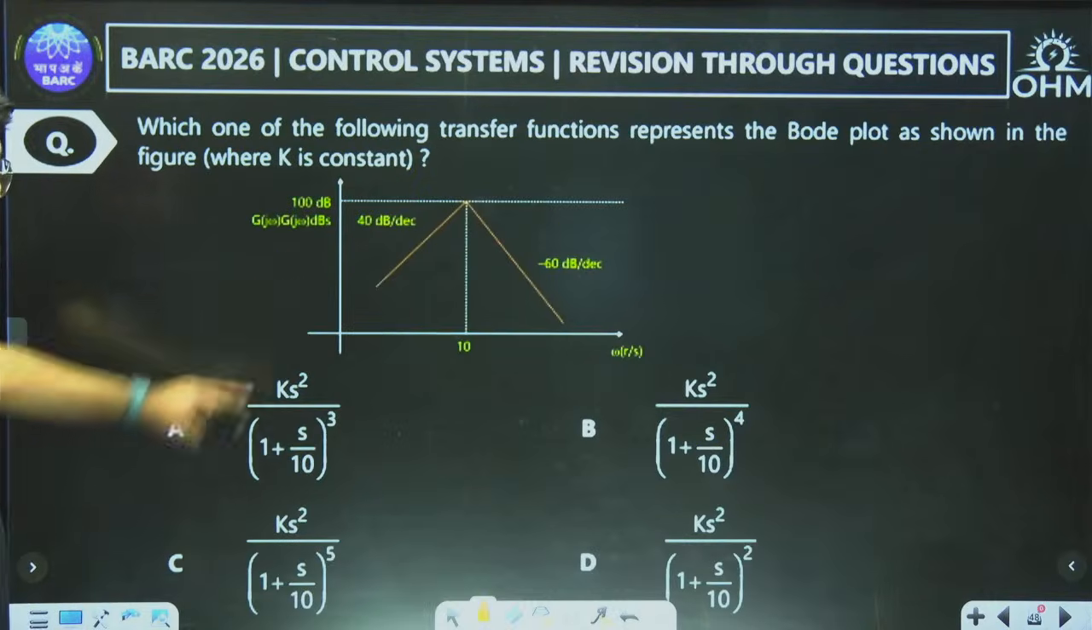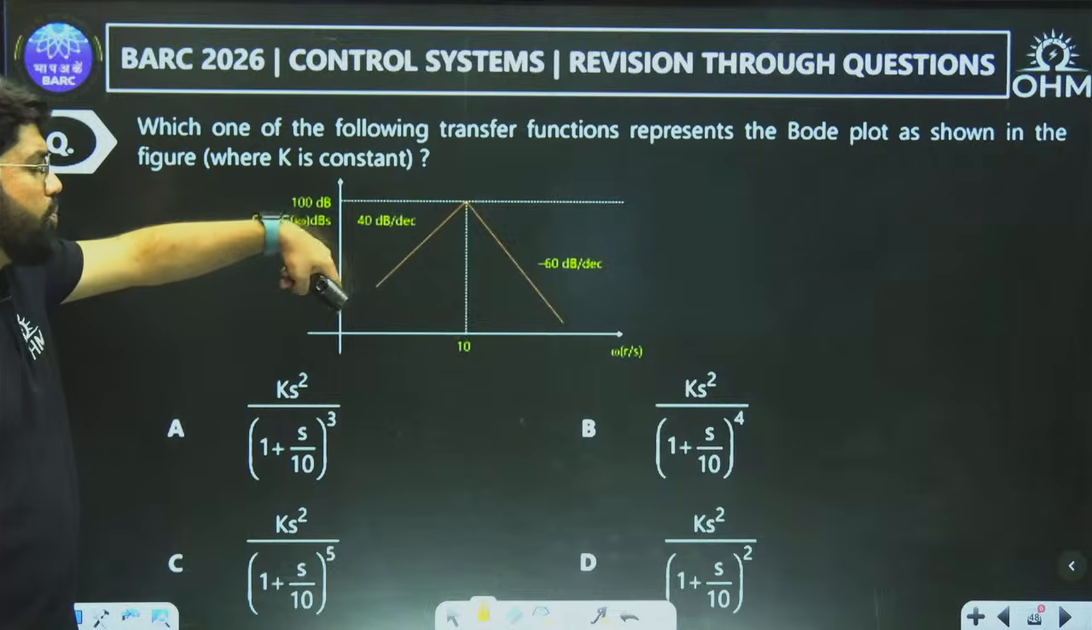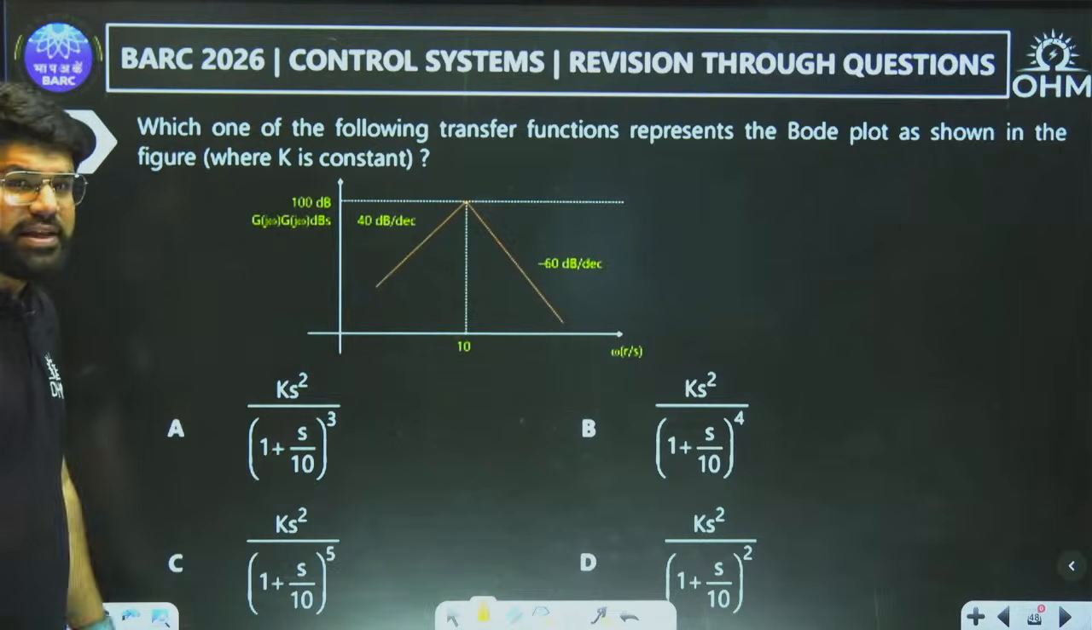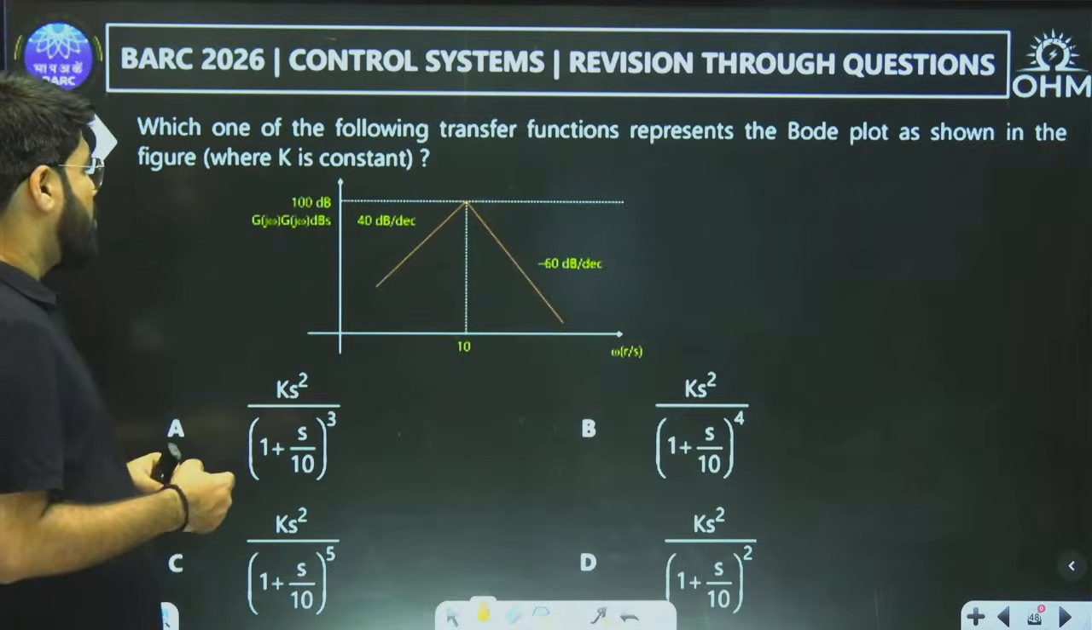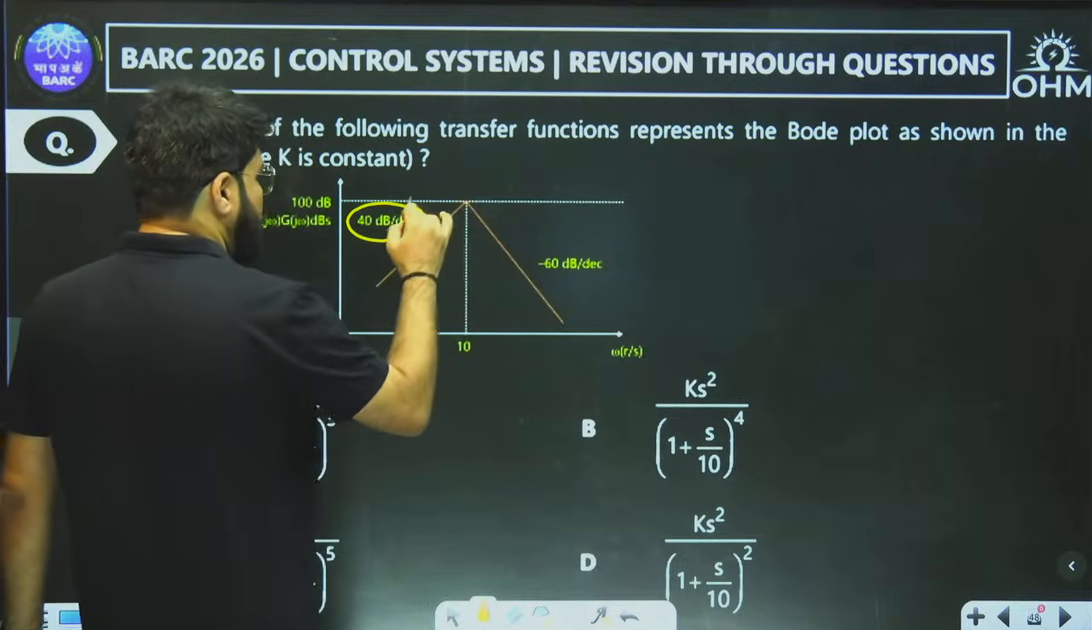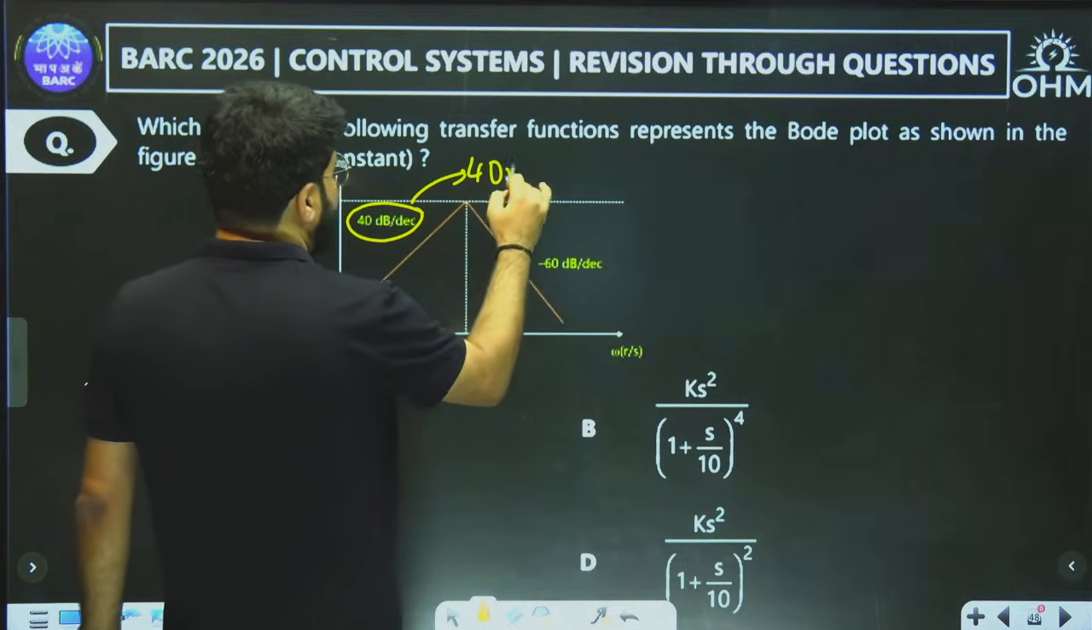Next question. Initial slope positive means zeros at origin. Which of the following transfer functions? You can match the option very easily, no need to solve it in a lot of depth. See here, what is the initial slope? 40, very clearly given. Initial slope is 40m.